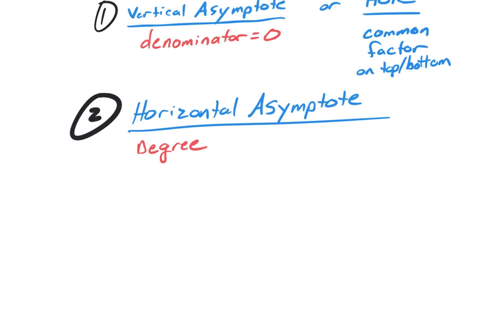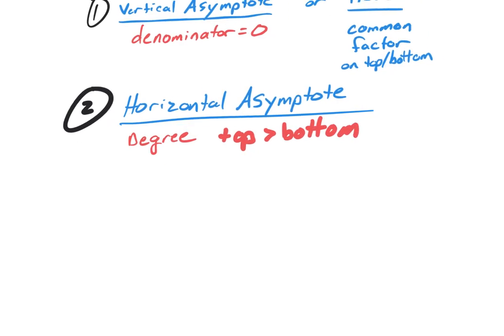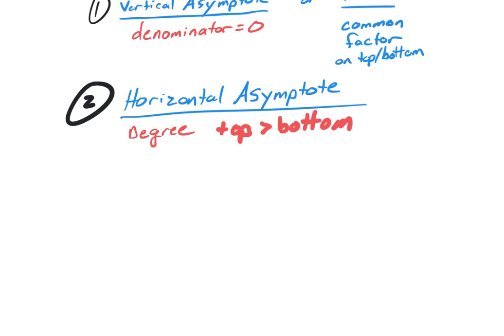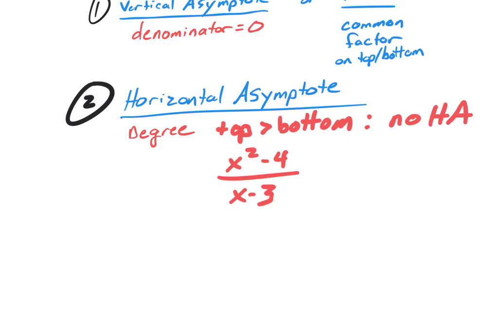Okay, so the first, if the top is bigger than the bottom. If the top is bigger than the bottom, that would be something like x squared minus 4 over x minus 3. Okay. If the top is bigger than the bottom, then there is no, and I'm going to abbreviate here, no horizontal asymptote.